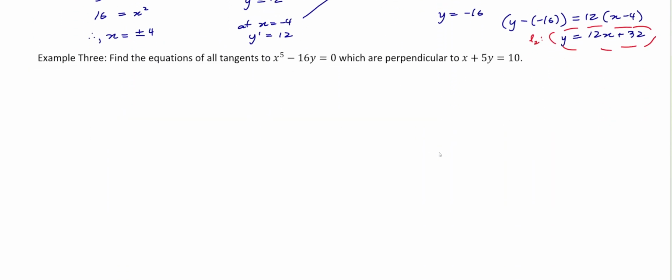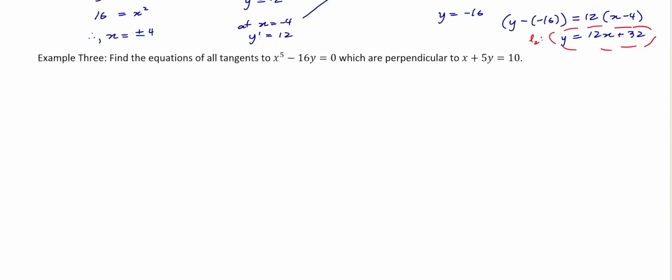All right, example 3. We keep going, and we see find the equations of all tangents to this curve which are perpendicular to this line. So it says find the equations of all tangents that are perpendicular to this line. The first thing I'm going to do is, these are in kind of a strange form. For example, I can't really find the slope just by looking at this.